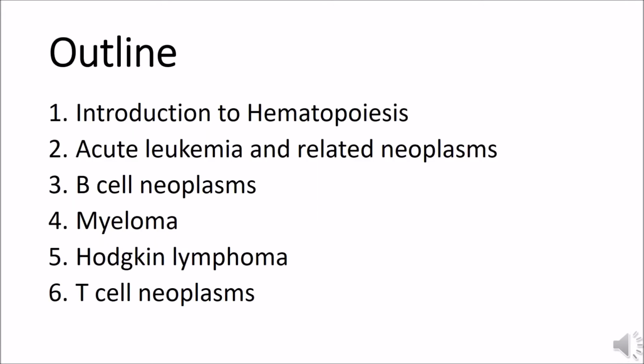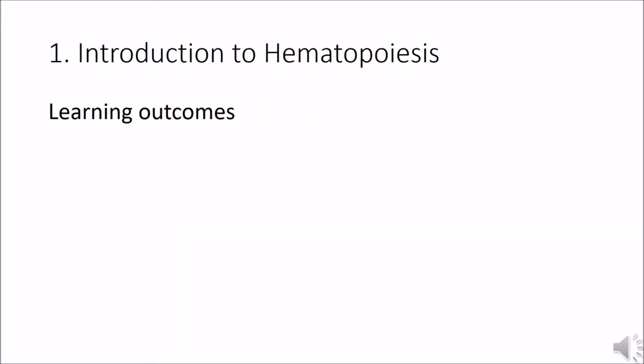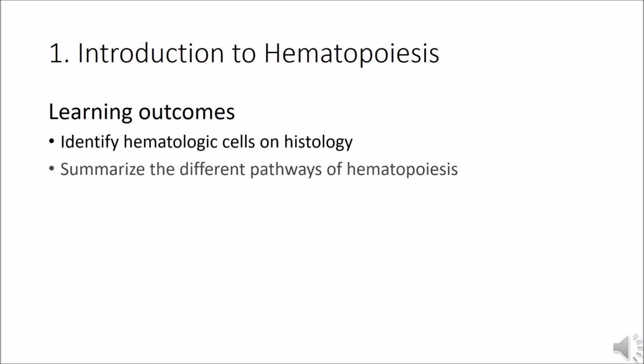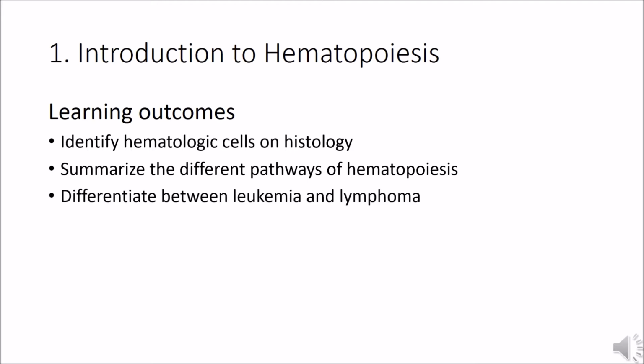The video is divided into 6 short segments, starting with a broad introduction to blood cell development and ending with T-cell neoplasms. Let's begin by building a strong foundation. By the end of this section, you will be able to identify hematologic cells on histology, summarize the different pathways of hematopoiesis, and differentiate between leukemia and lymphoma.